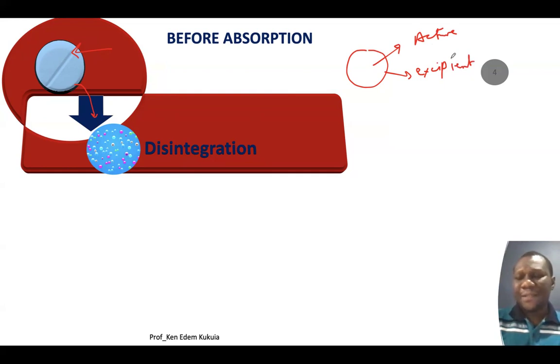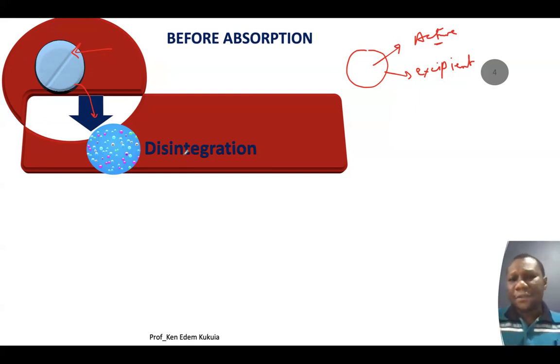Now, the excipients have roles they play, which in one of our videos we would explain. But our interest is in the active component. But the active component is together with the excipients in this tablet. And so in order to get access to that active component, first the drug has to break apart into smaller units, and that is what we call the disintegration.